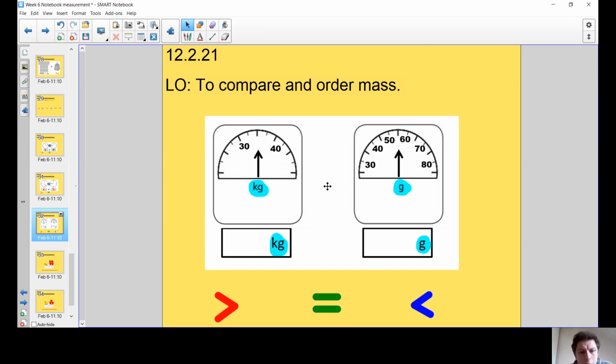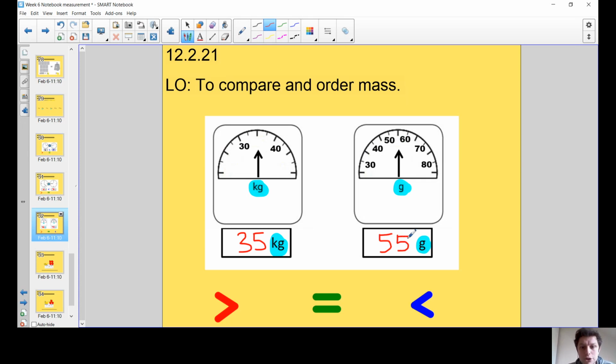Let's have a look at where our arrow is pointing to. In between 30 and 40, right in the middle of 30 and 40 is 35. So that's going to be on this side, 35 kilograms. Over here, we are in the middle of 50 and 60. I think we're counting in fives. Let's check. So that's 30, 35, 40. Yeah, that's right. 45, 50. Good. And in the middle there will be 55. Again, well done if you got there before me.